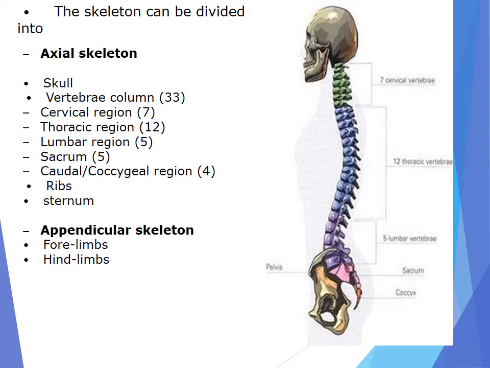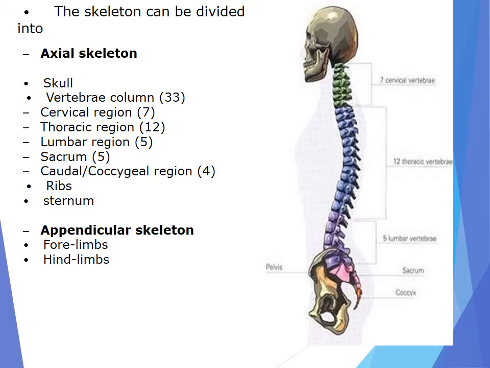Then the thoracic region, which comes after this, is the middle part of the vertebral column, and it consists of 12 bones. Then the lumbar region, which is the last major part of the vertebral column, consists of 5 bones. And then the caudal, or coccygeal, region, which is the last part of the backbone.